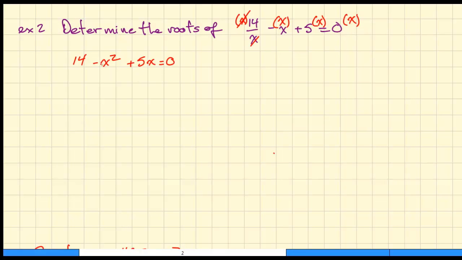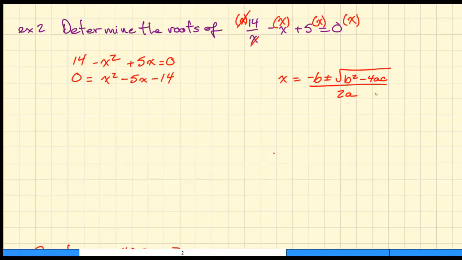Reorganize your terms. I like having a positive x squared, so I'm going to move everything over to the right-hand side. We get 0 equals x squared minus 5x minus 14. I could factor that as well, or I could use the quadratic formula. A reminder that the quadratic formula is negative b plus or minus the square root of the discriminant, which is b squared minus 4ac, and all of that is divided by 2a.